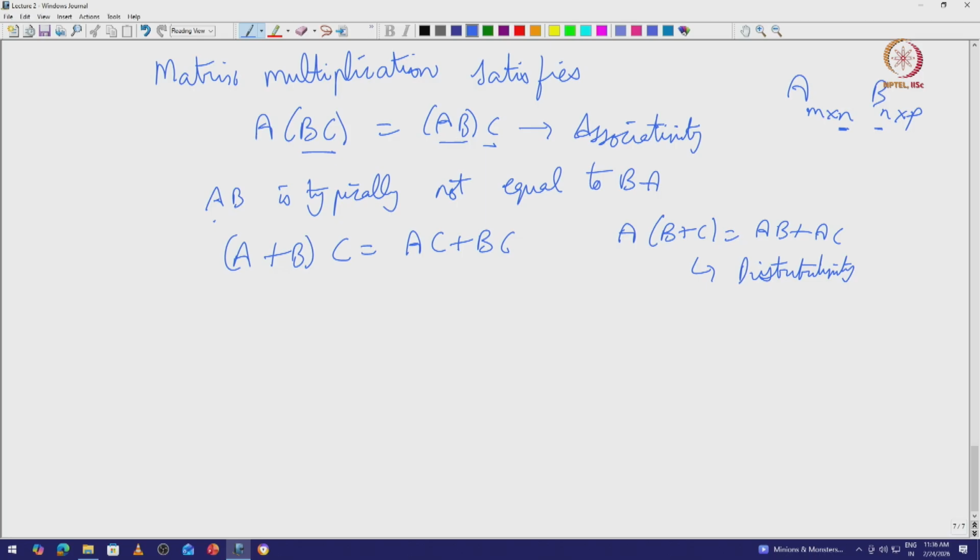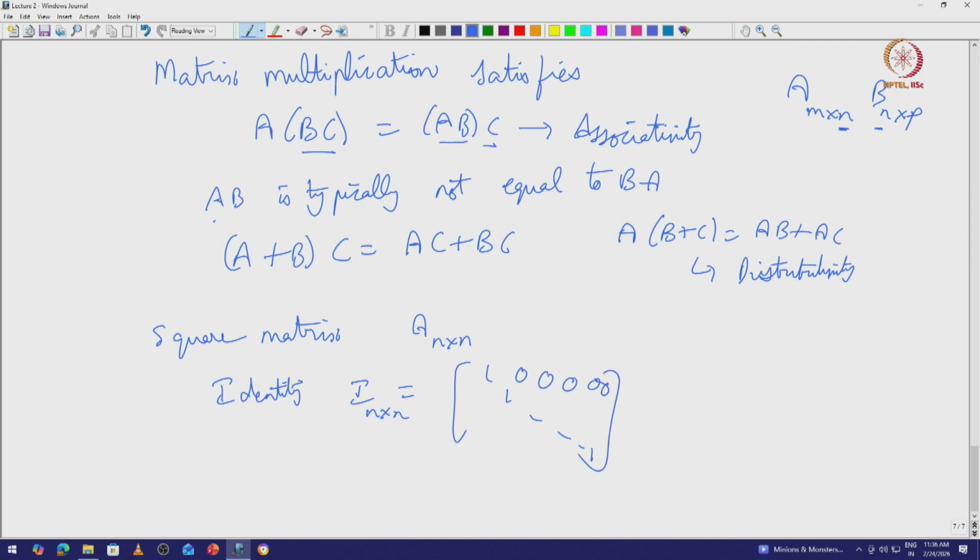So I might as well take the opportunity to make a definition. A square matrix is one where the number of rows and columns is the same. The identity matrix I is basically the usual one with zeros everywhere except on the diagonal. Okay, this is the diagonal of the matrix.